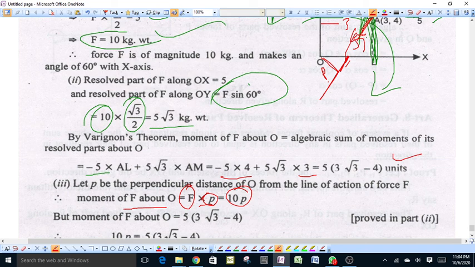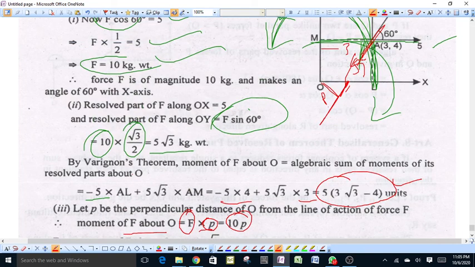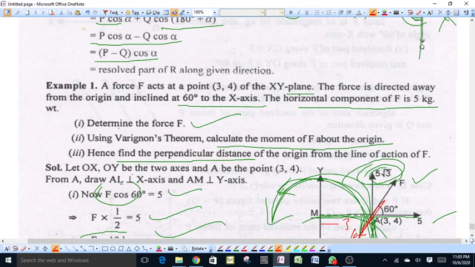But we have already calculated by Varignon's theorem that the moment of F about O comes out to be 5 into (3√3 minus 4). Therefore, 10 p is equal to 5 into (3√3 minus 4). From this we see that p comes out to be (3√3 minus 4) upon 2 units. So, this is Varignon's theorem, and by using it we can calculate the moment of a force about any point.